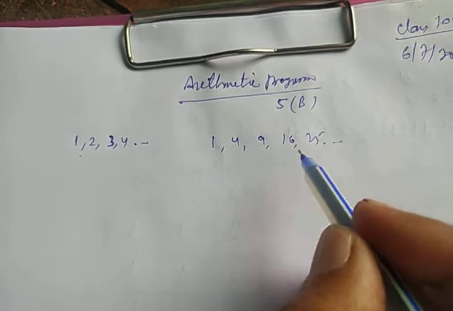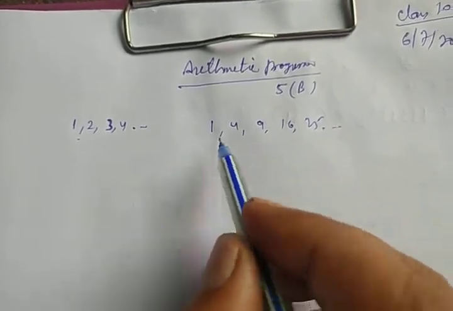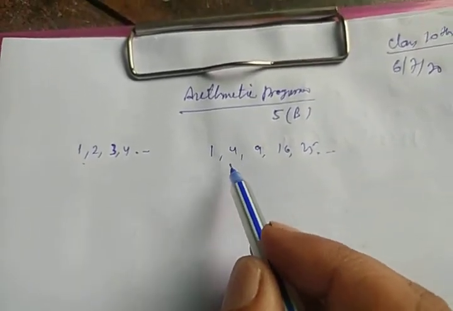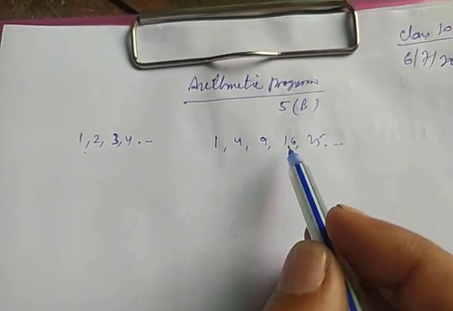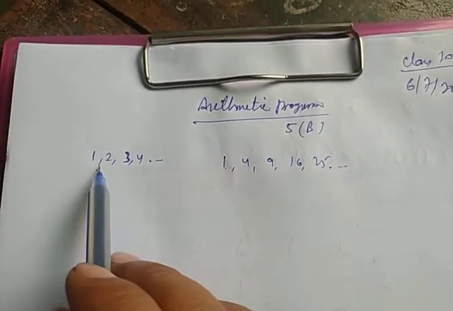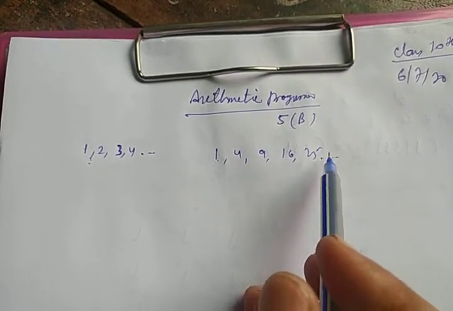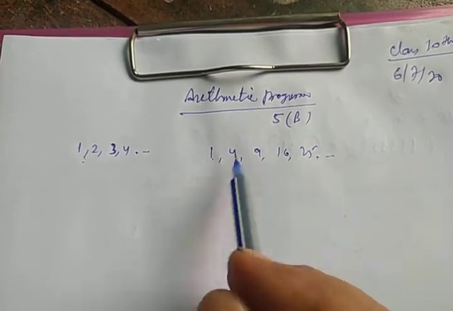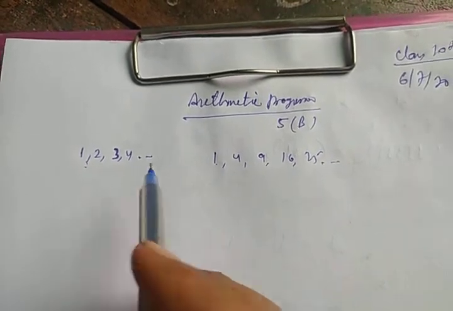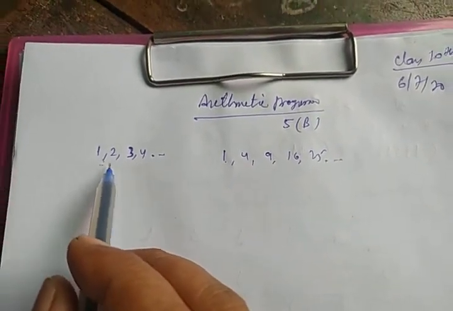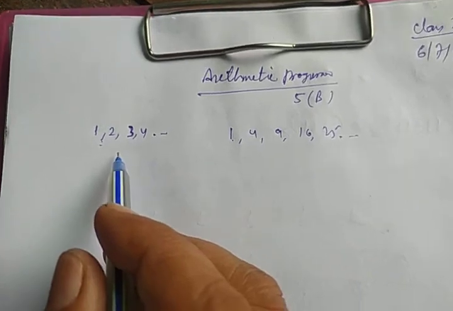In this pattern you cannot find such a pattern or rule which can give you the next term, because it is individually the square of each term. Next it would be 36. The difference of the terms is different. You cannot find such a rule here.